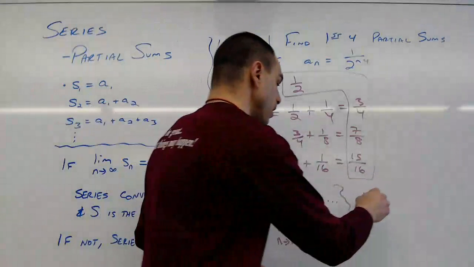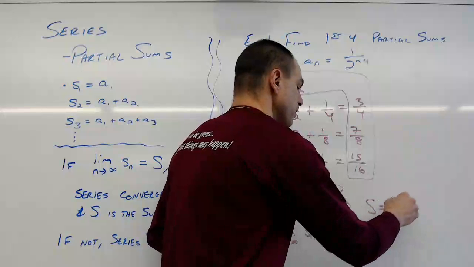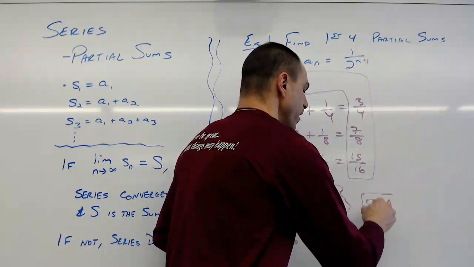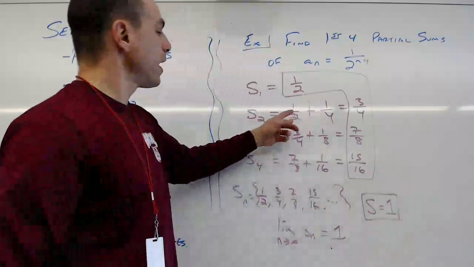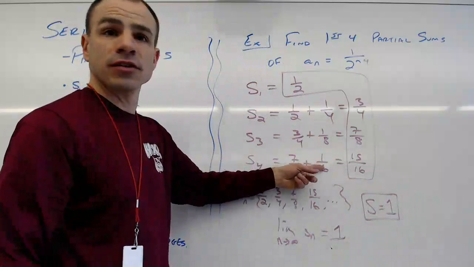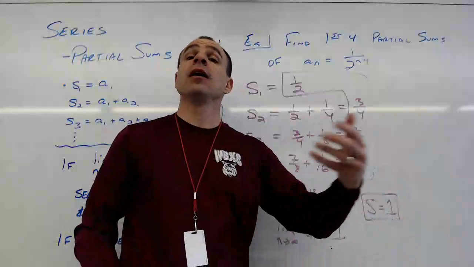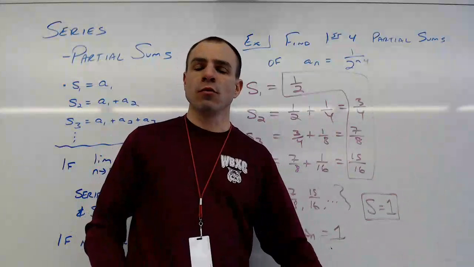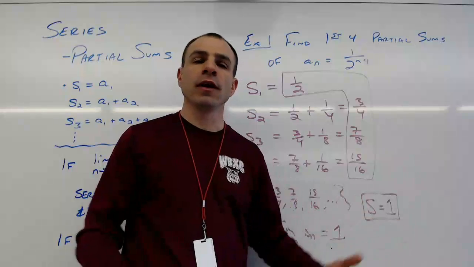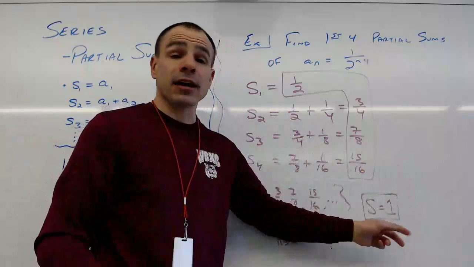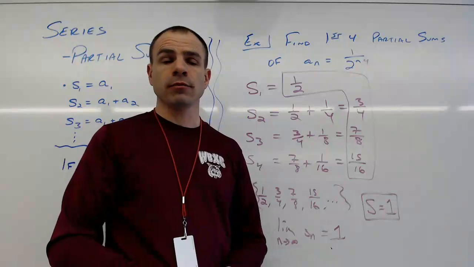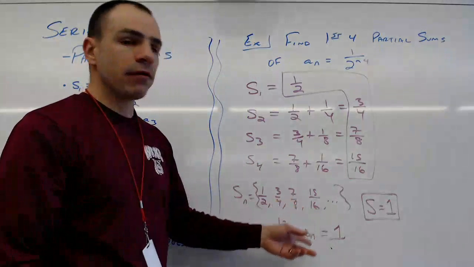So the sum in general, s, is equal to 1. If we were to add up all the terms, a half plus a quarter plus an eighth plus a 16th plus a 32nd plus a 64th plus 1/128th, and so on and so forth, all those numbers are going to add up to 1. And we find that by looking at the limit of the partial sums.